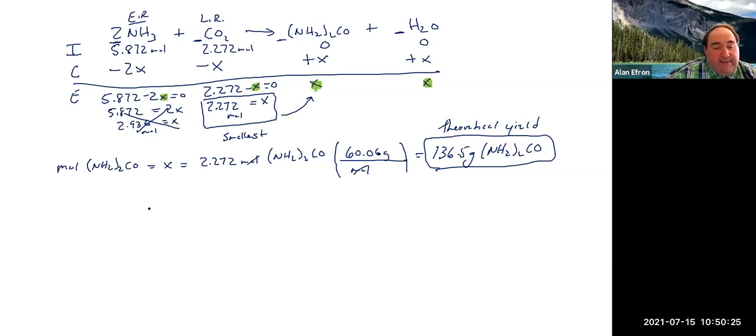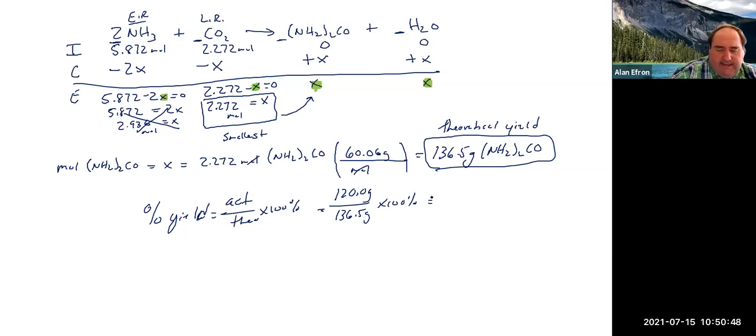At this point, what's left is to really answer the question, which is our percent yield. So our percent yield being our actual divided by our theoretical times 100%. Actual given to us in the problem, which was about 120 grams. Theoretical we just calculated, which was 136.5 grams, times 100%. And again, 120 divided by 136.5 times 100, we'll call it 87.91% yield. Not terrible, I suppose. Any questions on any part of that calculation?